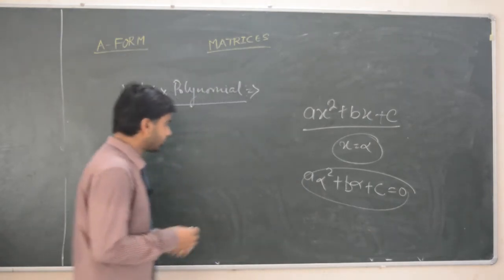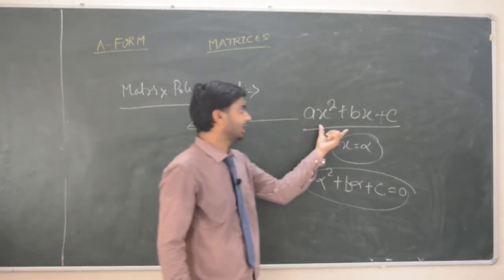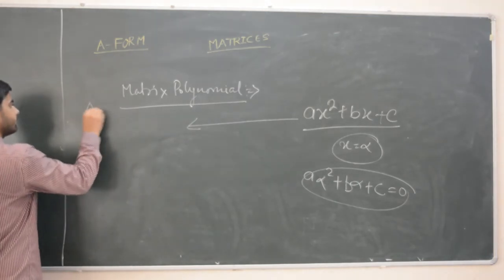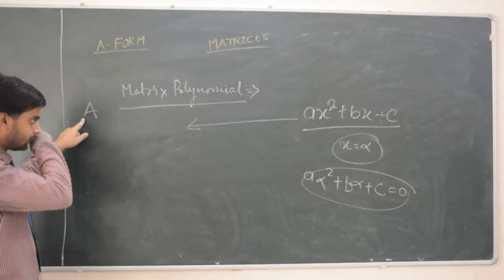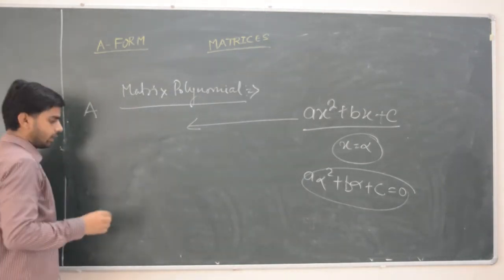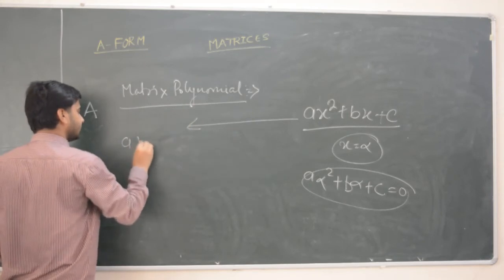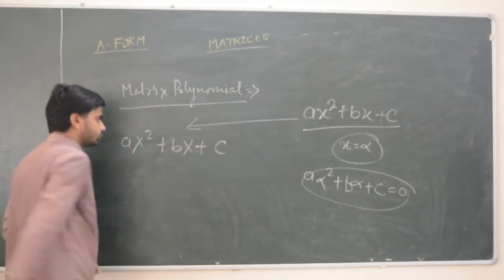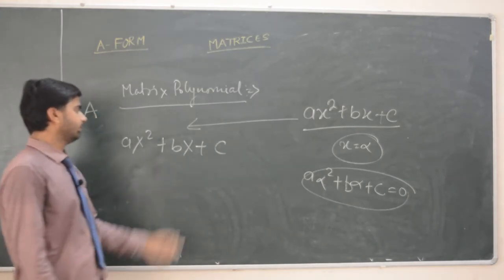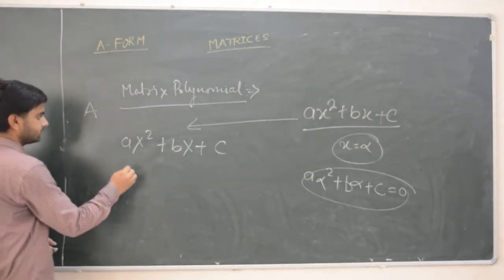In the same manner, suppose we want to form a matrix polynomial from this algebraic quadratic equation, and suppose a matrix is A. First, we will make this algebraic polynomial a matrix polynomial. So we are assuming a variable matrix X, capital X, and we convert the quadratic to AX square plus BX plus C. In place of x, we are writing capital X, which is basically a variable matrix. So AX square plus BX plus C is a polynomial. Check whether this represents a matrix or not.